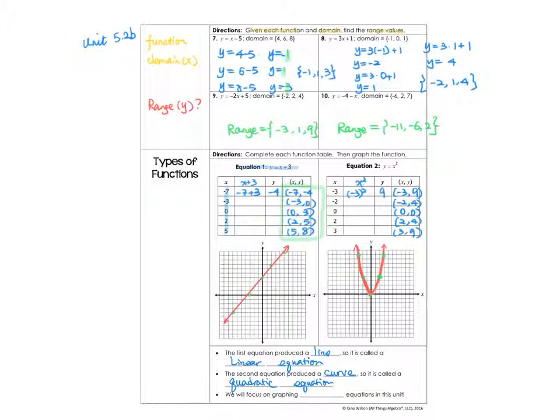And Algebra 1 studies primarily these two. And in this unit, we will focus on the study of linear equations. All right, so that's the second video of this unit.